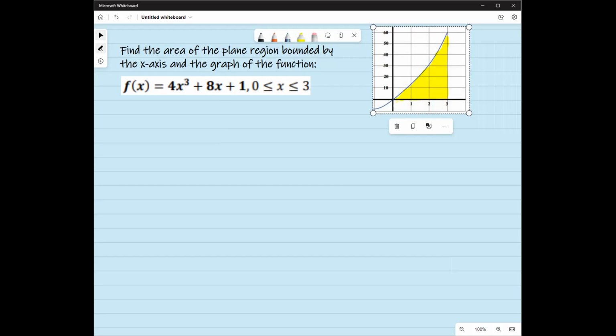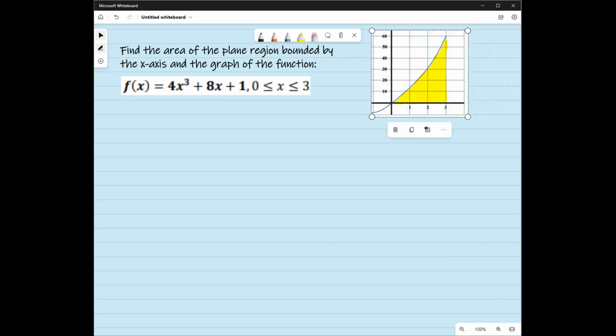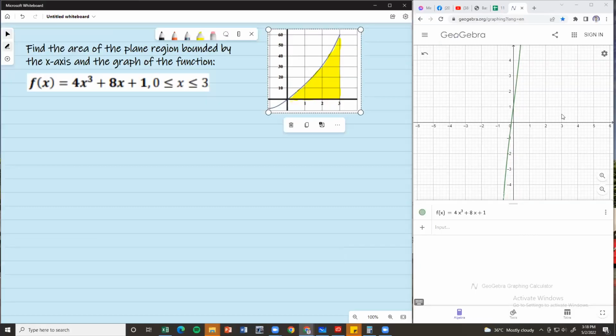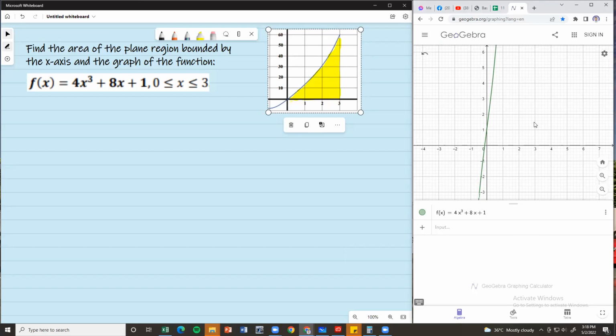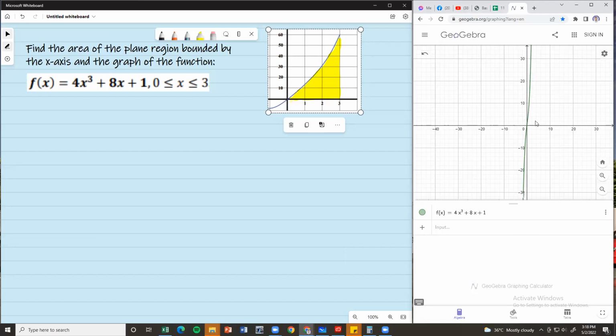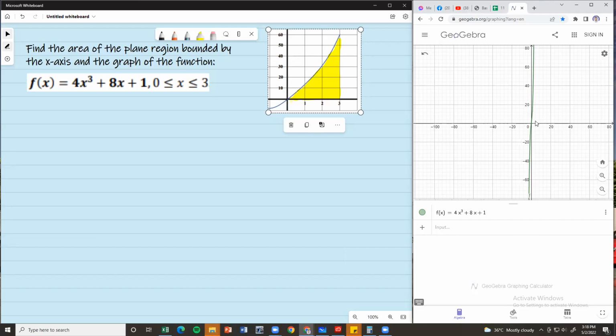Okay? Now, I already pasted the graph. Let me just show it to you. If you graph it in our GeoGebra, it will look like just a straight line, because you really have to zoom out to see how it really looks. So the movement is like this. This is the type of the graph.